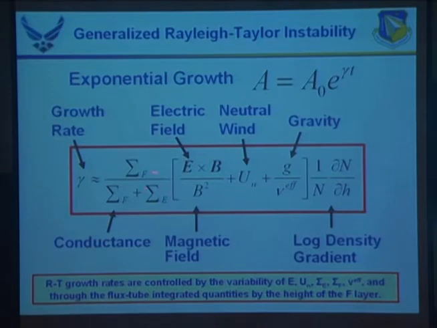It's a long time for those irregularities to grow. And it depends on the conductances, of course, in the E and F region. It depends on the electric field and their direction, the neutral wind, the gravity. And then it depends, of course, on the vertical gradients in the ionosphere. That's one of the important factors.